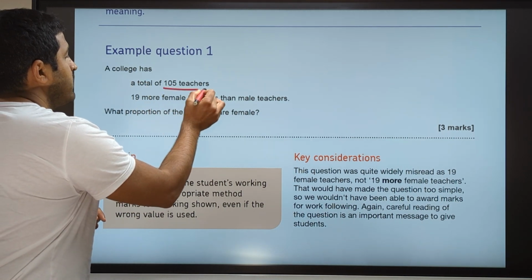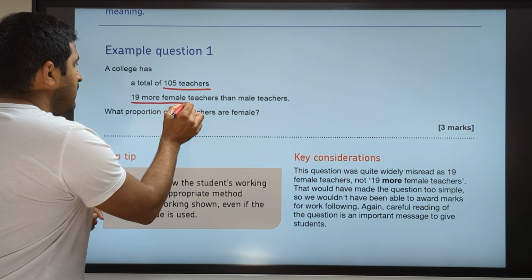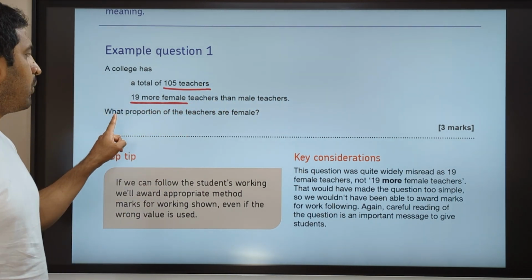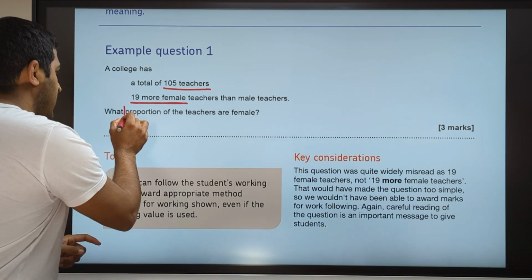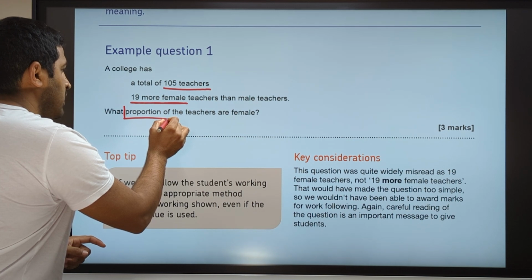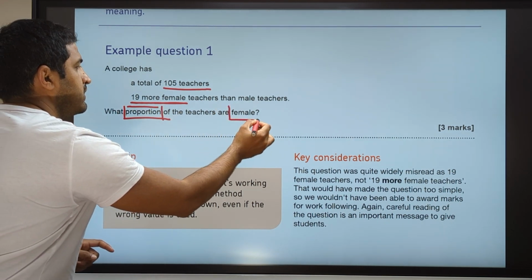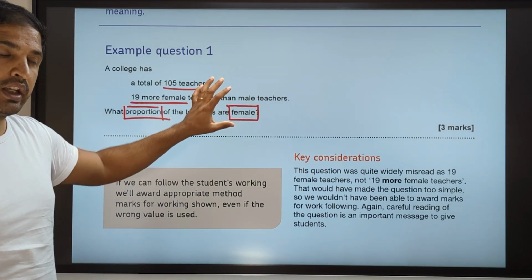So I've got the important things underlined. 19 more females. Again, that's really important. Then the male teachers. What proportion of the teachers are male? So this is the command word. We're looking for the proportion of female teachers. What proportion of the teachers are female? So we're looking at that part.